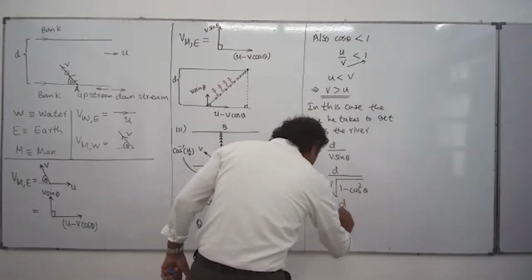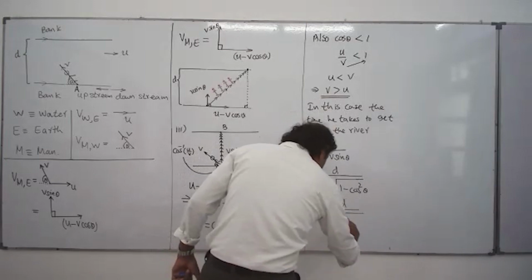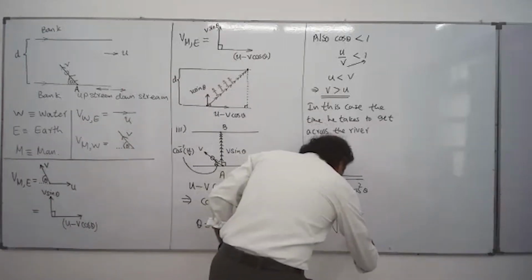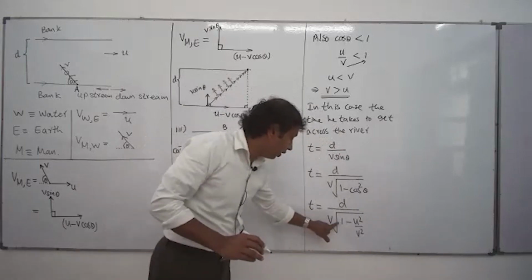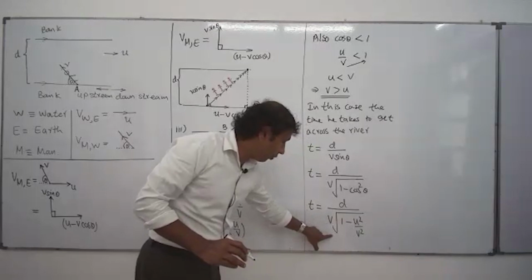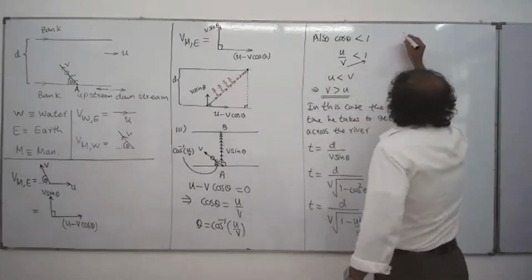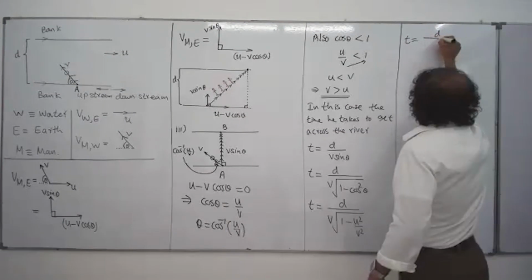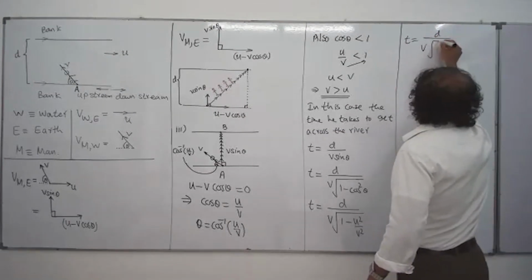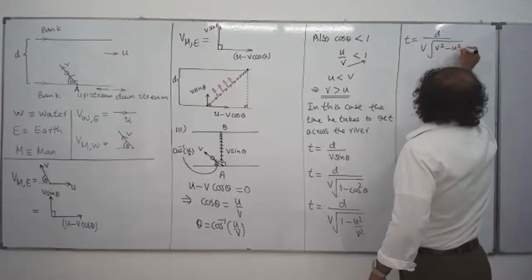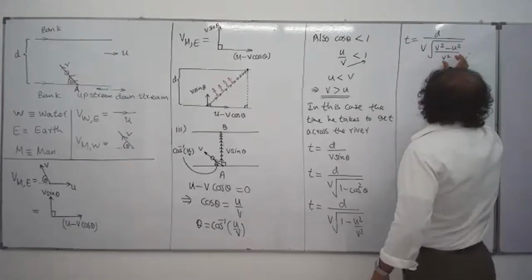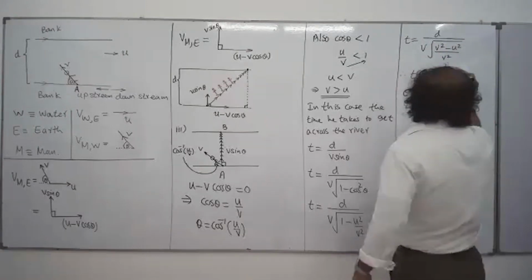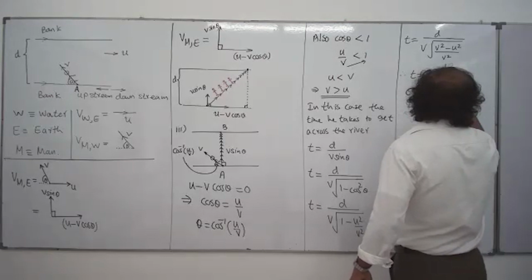The time is d upon v times square root of 1 minus cos squared theta, where cos theta is u upon v. Cos squared theta means u squared upon v squared. Then we can take this v squared out: v squared minus u squared divided by v squared. Take that v squared out, and that and this we can cancel down. Then you can write t equals d upon v times the square root of v squared minus u squared, divided by v squared. Take this out, that will be v. That v and this v we can cancel down. Therefore, t is equal to d upon square root of v squared minus u squared.